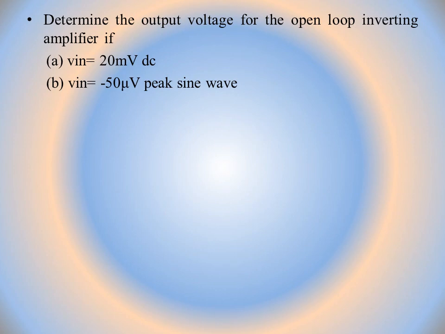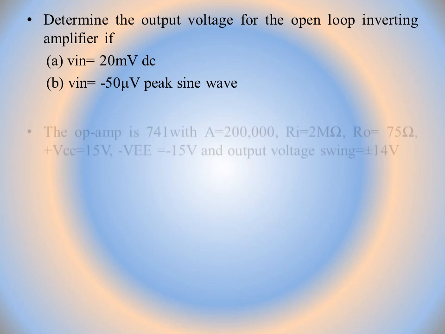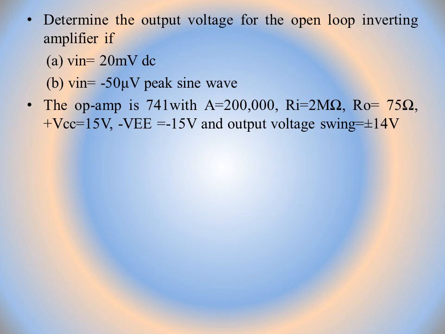Now we'll consider one more question. The question is, determine the output voltage for an open loop inverting amplifier. Now this is an inverting amplifier, so only one input will be provided. VIN is equal to 20 millivolts DC, and second, VIN equal to minus 50 microvolts peak sine wave. And again a 741 op amp is provided with all the respective characteristics.